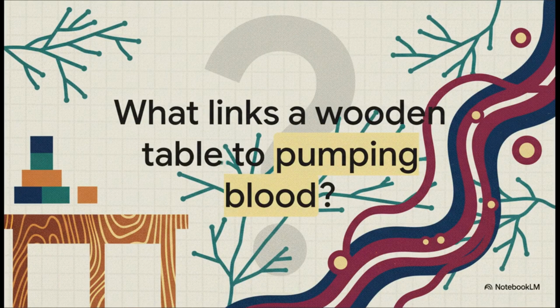So, let me ask you something. What does that wooden table sitting in your house have in common with the blood pumping through your veins? On the surface, absolutely nothing, right? I mean, one is a hard, stationary piece of furniture, and the other is a warm, moving liquid keeping you alive. But, as we're going to see in this explainer, if you look closely enough, they both follow the exact same master blueprint of structural organization.